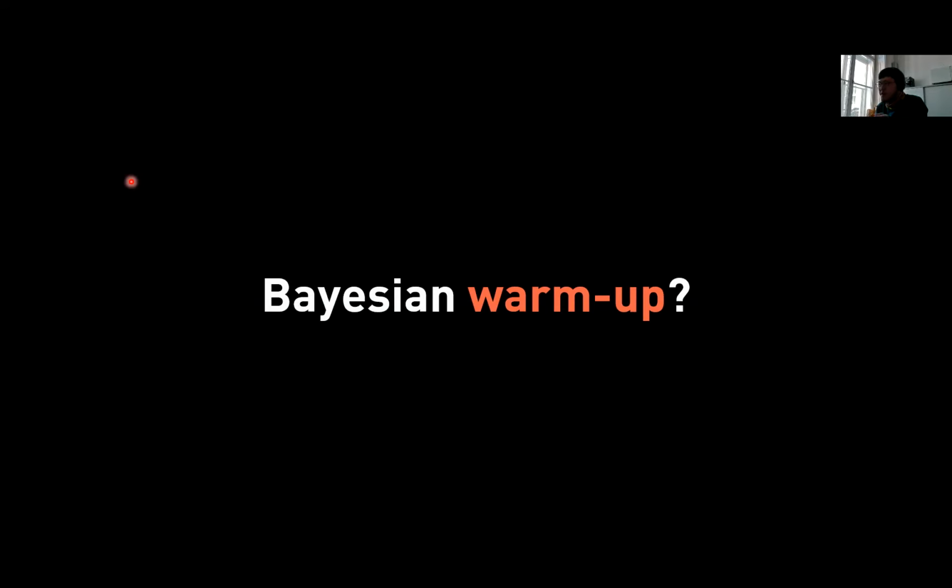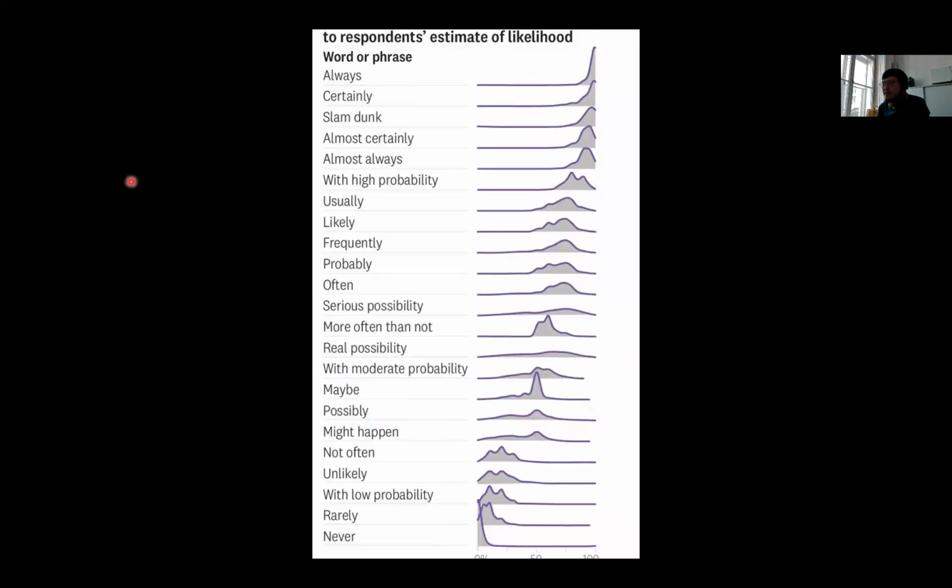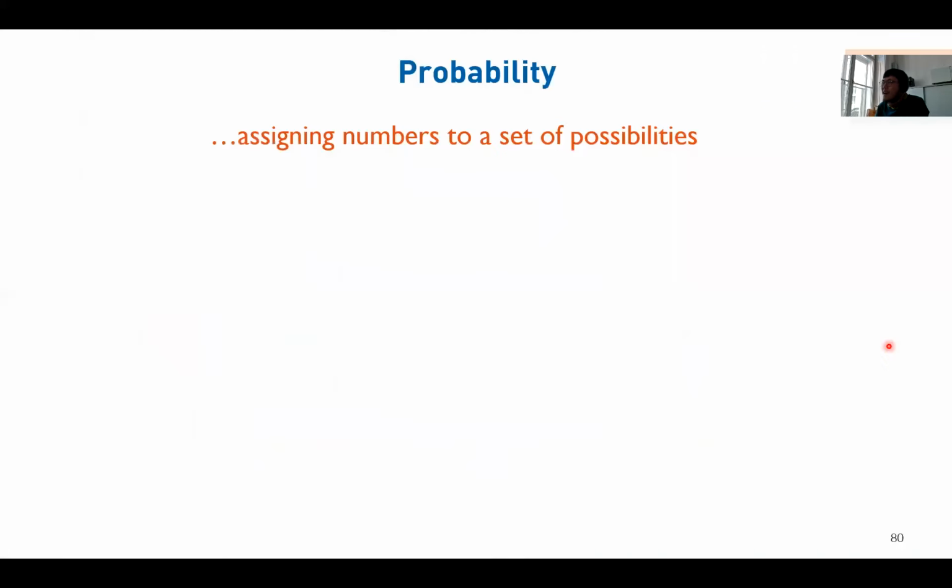So I hope you also follow me to think about what we have covered, what we have discussed from the last two lectures. And from today on, we will talk about something called probability. And this is the building block of Bayesian statistics and cognitive or computational modeling in general. So this is another way to illustrate probability. So just for fun, probability is simply to assign numbers to a set of possibilities.